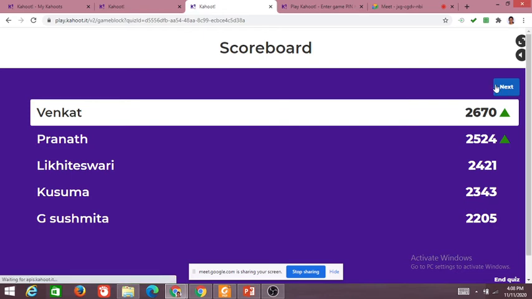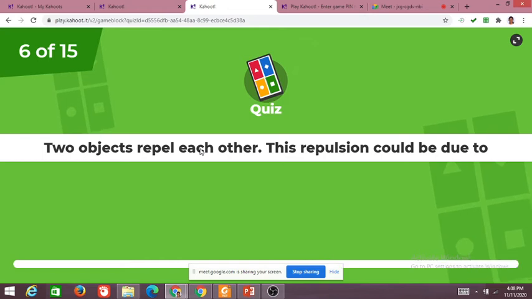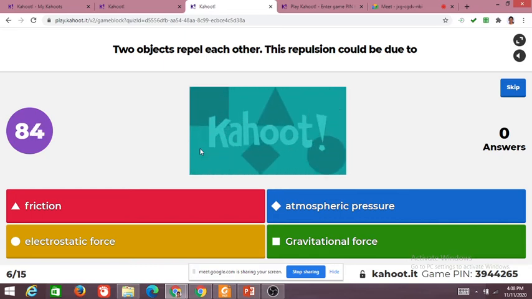Okay. The next question: two objects repel each other. This repulsion could be due to, red, friction. Repel means what, ma'am? Okay, do you know attraction? Attract? Yes, ma'am. Okay, the opposite of attract is repel. They are repelling. Did you see that magnetic video? Magnetic force, yes, ma'am. In there, two magnets were kept, and when they were kept with the same pole, like north-north, they repelled. They went away, correct? That is repelling. Okay, the question is, two objects repel each other. This repulsion could be due to, the options are friction, atmospheric pressure, electrostatic force, gravitational force.